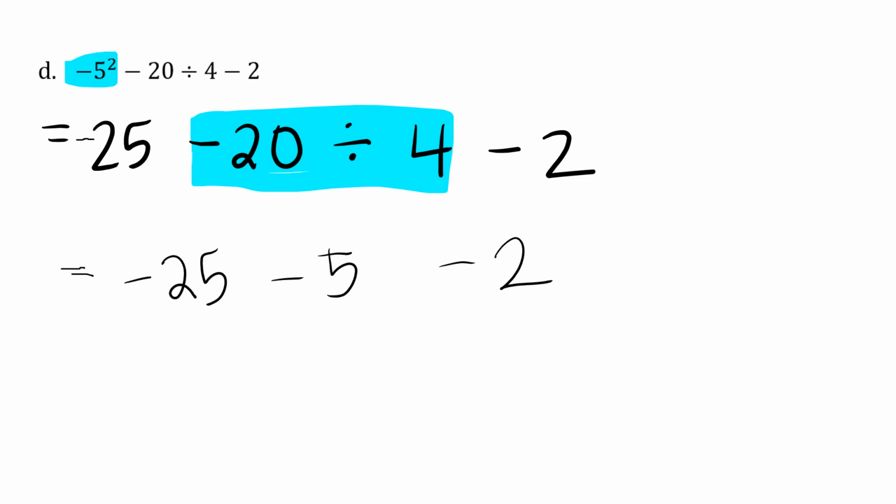Now we've just got subtraction, so we're just going to work left to right. Negative 25 minus 5 would be negative 30. Minus 2 would be negative 32. That's it.